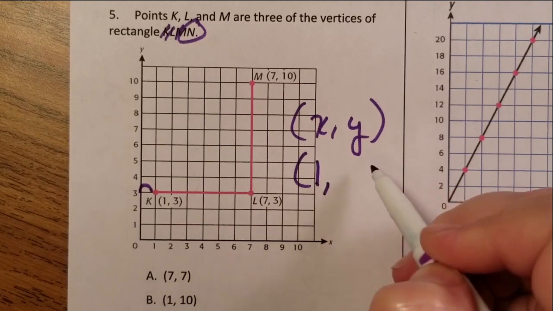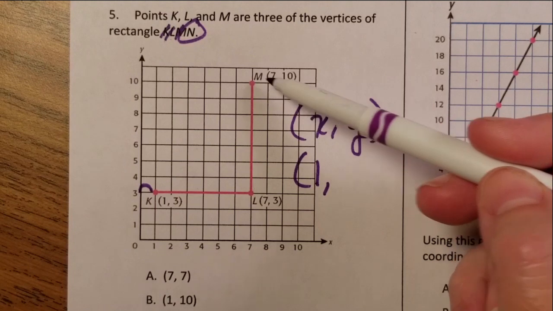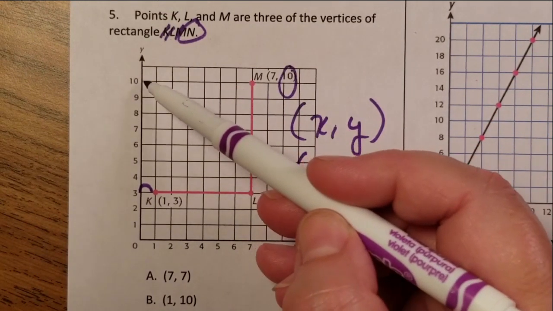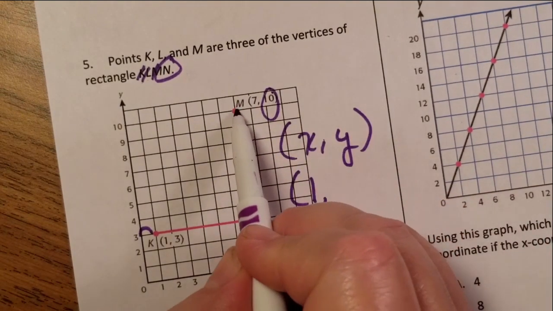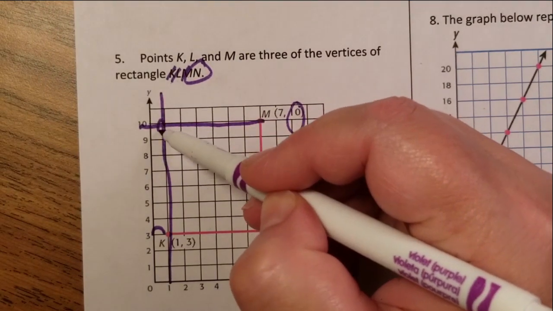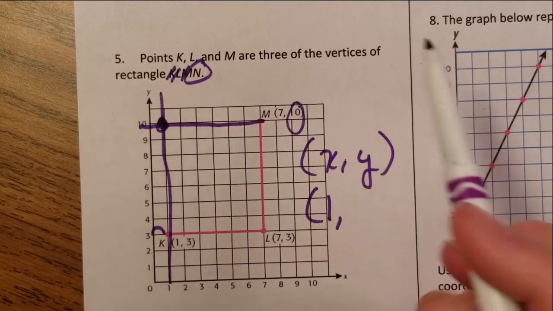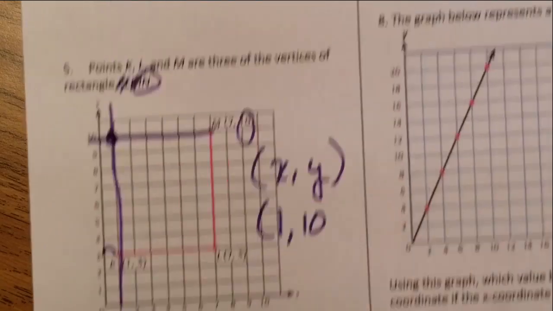So your X is +1. Your Y comes all the way up to the 10 right there. It also comes up to here if you draw your line over. So if it comes up here and it comes up here, we see that's where our point's going to cross. So it's over 1, up 10, and your answer is going to be B.